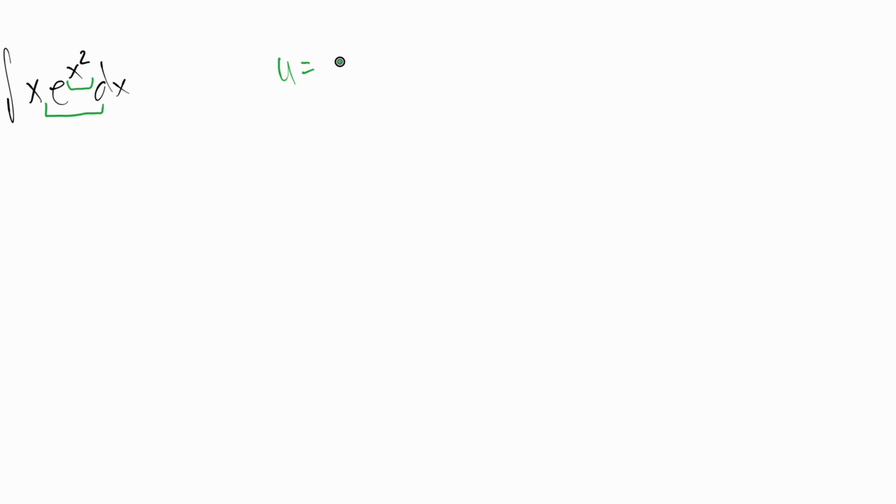Notice that if we set u equal to our x² and we take the derivative of it, we get du is equal to 2x dx. And this looks very similar to what we have here. So if we rewrite this, we'll have du over 2 is equal to x dx. And this x dx right here is this dx and this x. So we can go about replacing this.